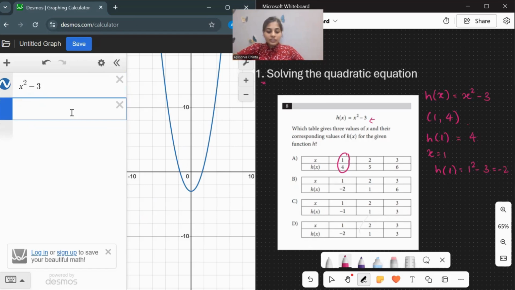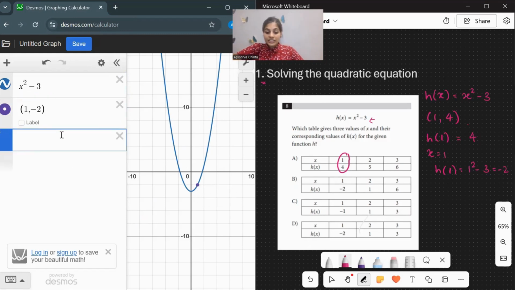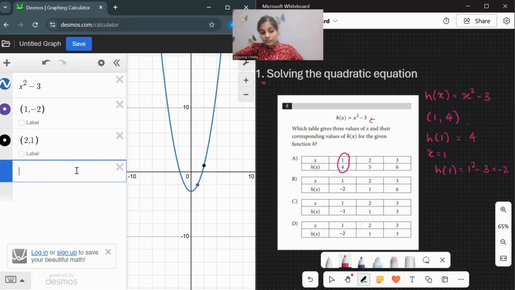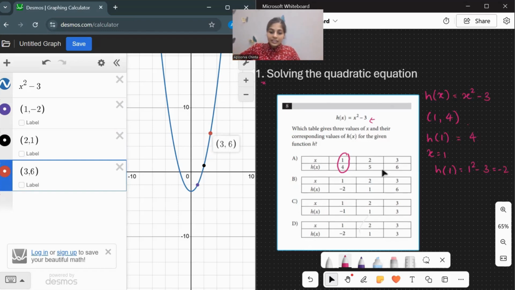Let's move on to the next option, where the first point which we see is 1, negative 2. This one that is in purple is lying on the curve. So yes, this satisfies. Then the next one is 2, 1. This one is in black, which is also lying on the curve. So yes, it satisfies as well. The next one is 3, 6. This one is in red and that lies on the curve again. So the correct answer is option B.